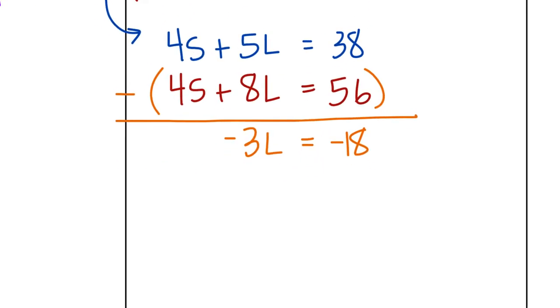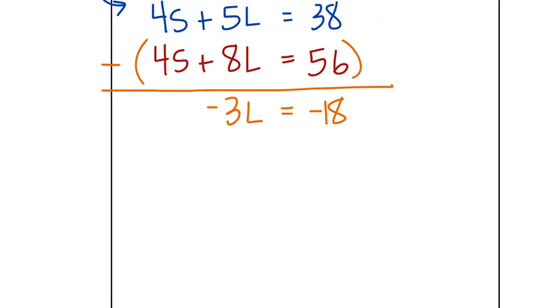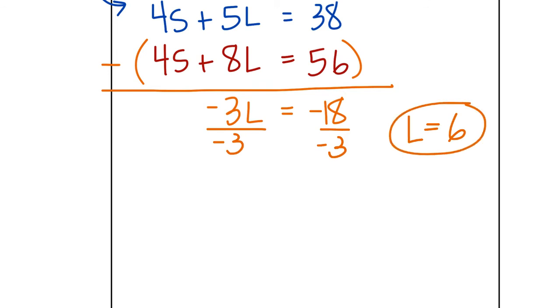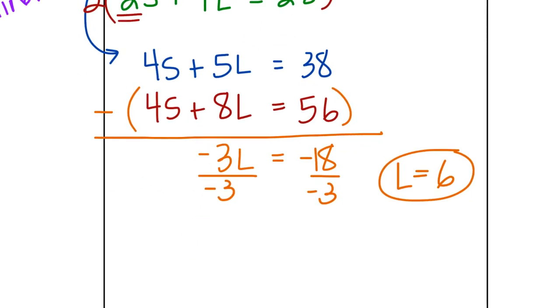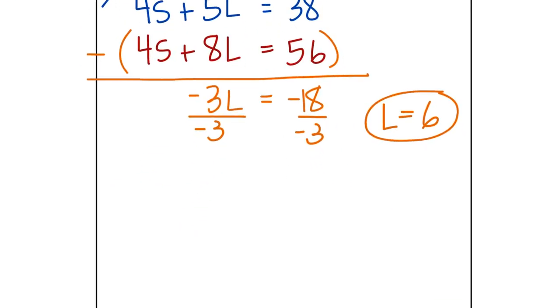Okay, I'm trying to solve for L. So let's divide by -3. -18 divided by -3. Since they're both negative, it's going to give me a positive. L equals +6. So that's one of them. I still need to go back and figure out what S is. So what I'm going to do is take my first equation, and I'm going to plug in 6 for the L. So let me rewrite the first equation.